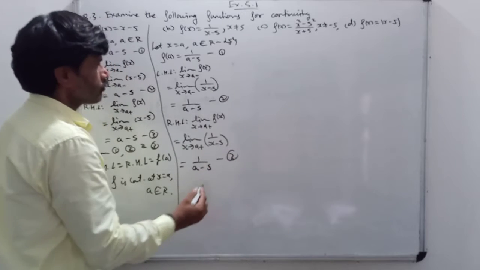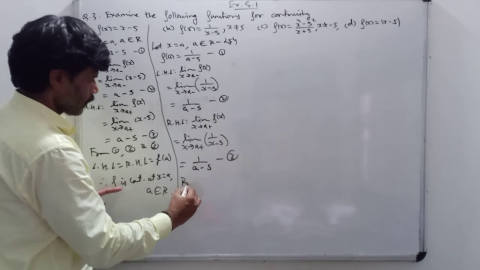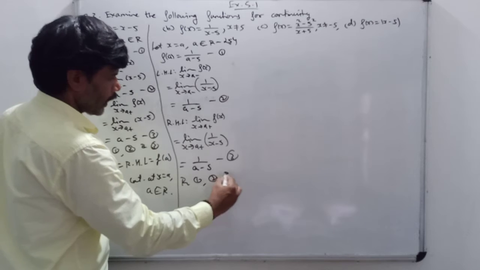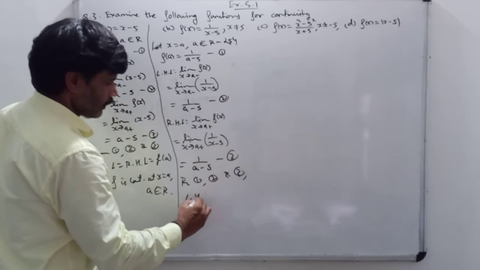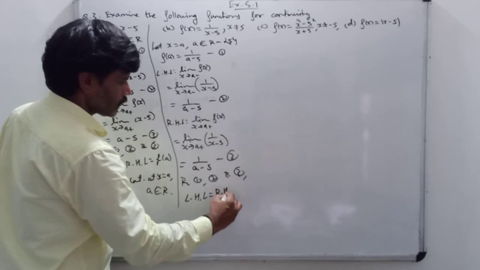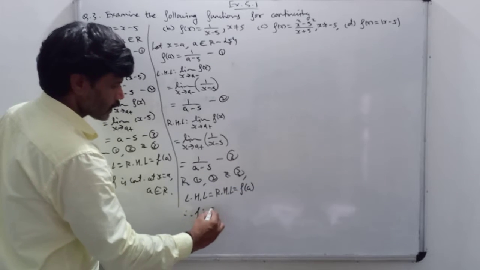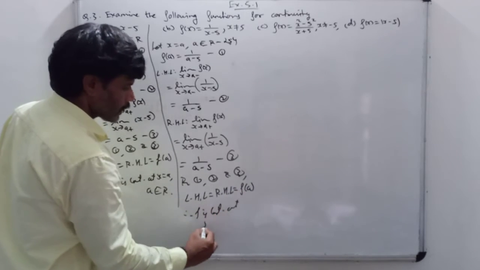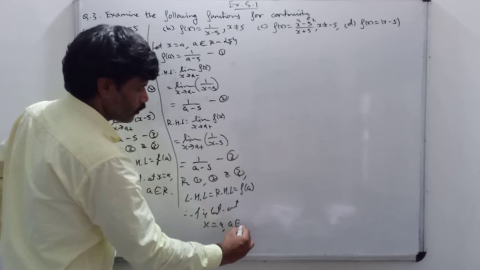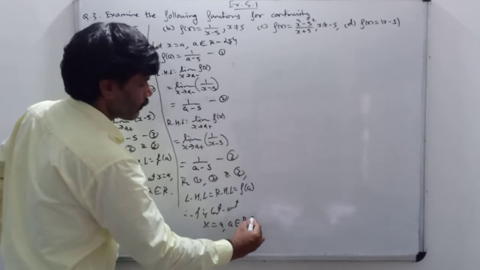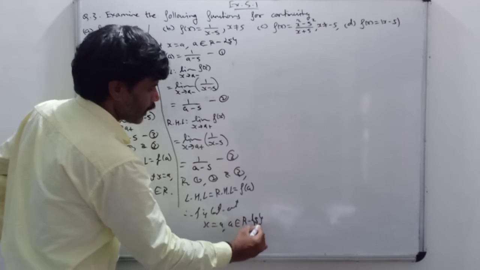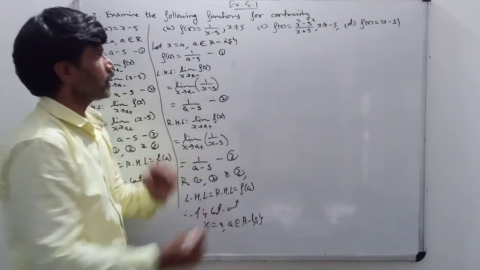Give it 3. So in the same way, from 1, 2 and 3, LHL is equal to RHL is equal to value of the function. Therefore function is continuous at x equals a, where a belongs to R minus which number? 5. Except 5, for all real numbers this function is continuous. Now third.